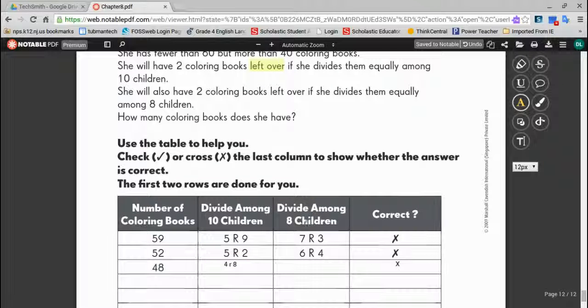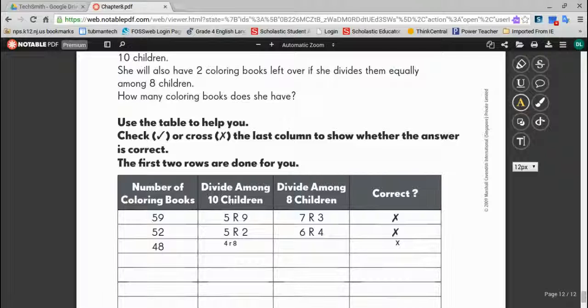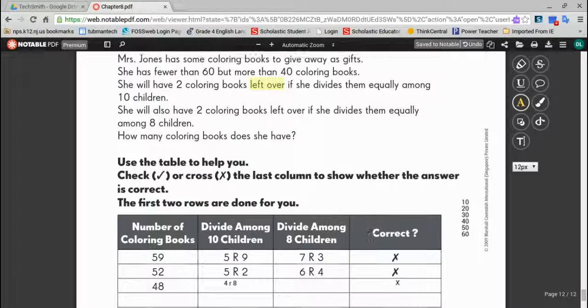So let's forget about this first. Let's just first figure out how I can get a remainder of 2. So I have to divide it equally among 10 children and have 2 left over. So I'm going to write my 10 multiples right now. 10, 20, 30, 40, 50, and 60. Okay, so here are my 10 multiples right now.